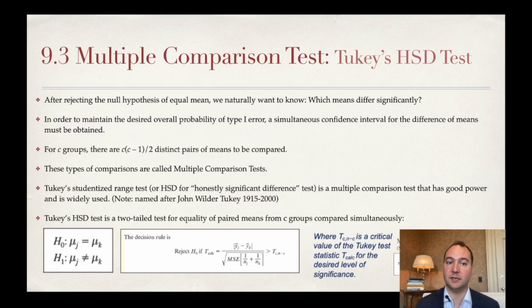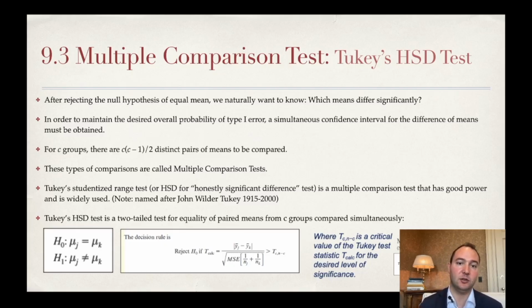In order to maintain the desired overall probability of type 1 error, a simultaneous confidence interval for the difference of means must be obtained. What does it mean, simultaneous confidence interval? It means we're testing all the combinations of groups at the same time. This controls for the type 1 error. The other option would be, why not just do a t-test between every group? A t-test is used to check two groups, and why wouldn't we just use a t-test to check which groups are having a significant relationship or not?